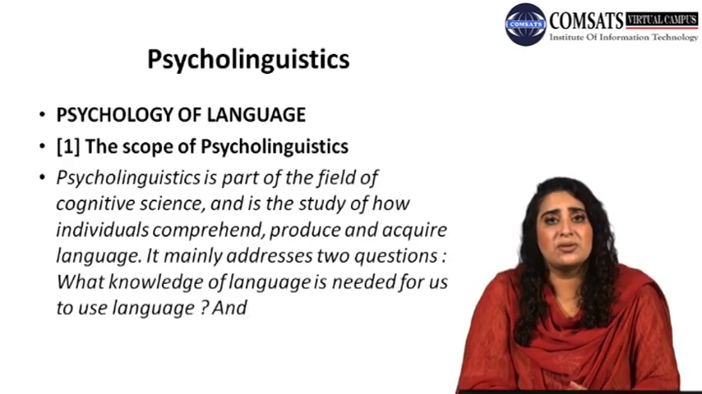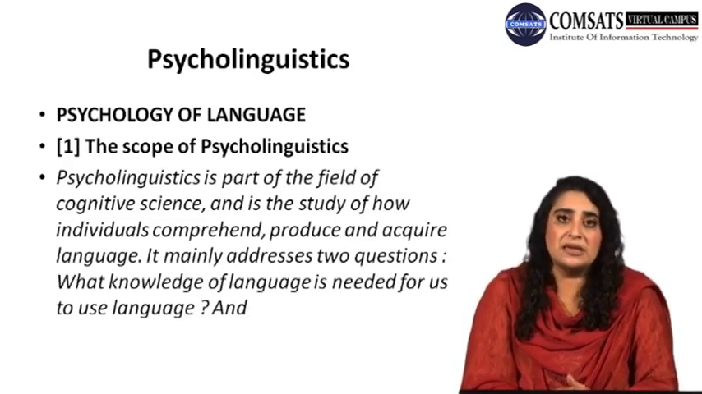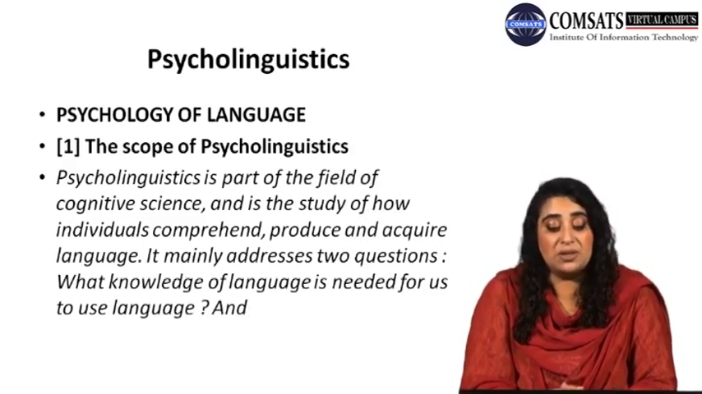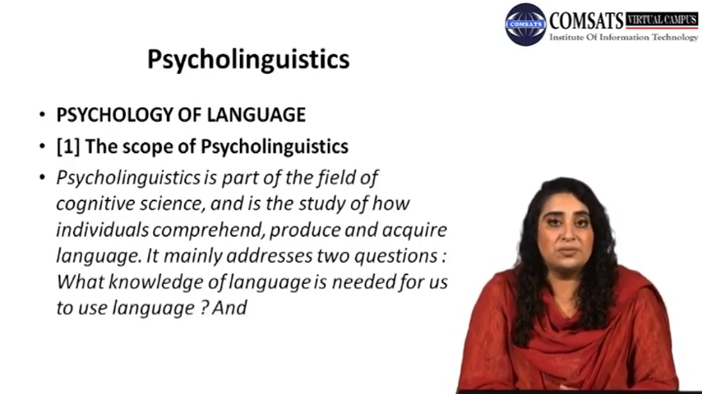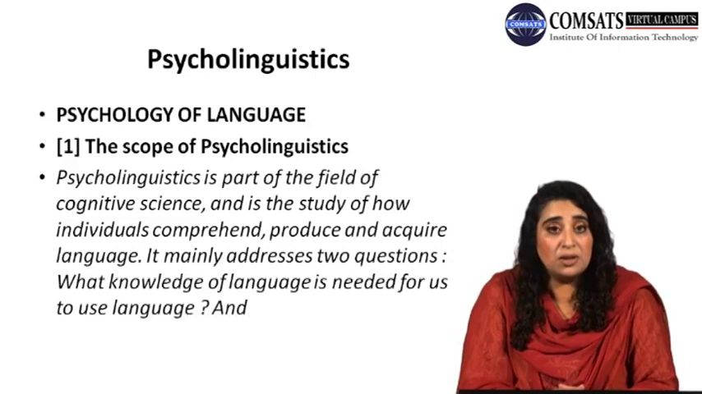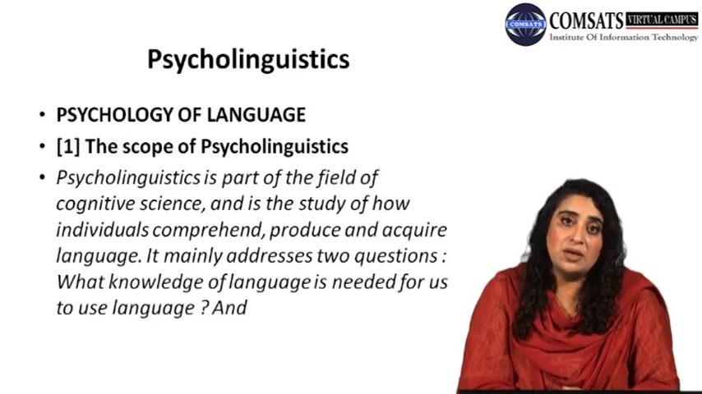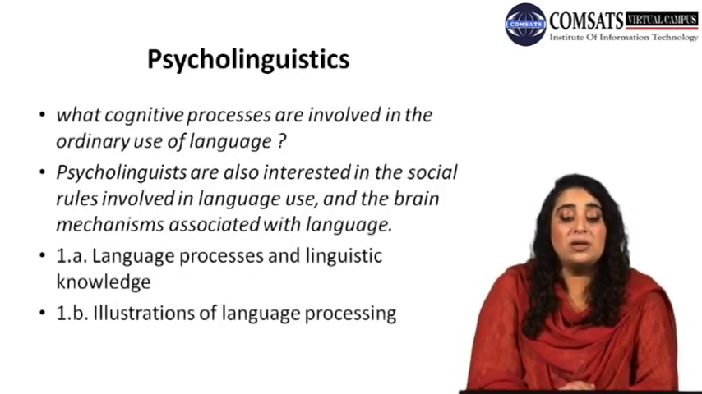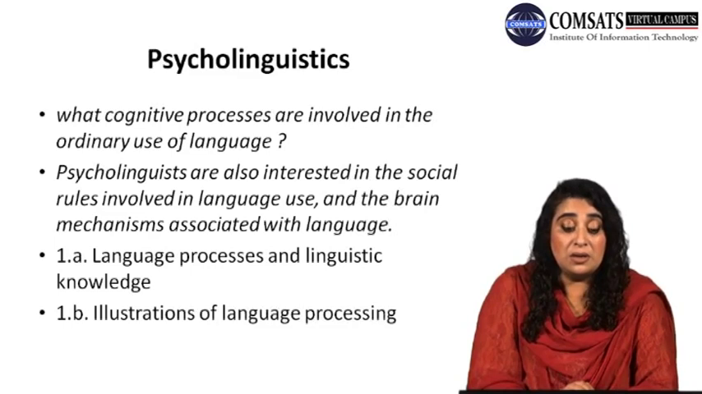It mainly addresses two questions. Now these are very important because you want to pay attention to these questions when trying to understand what psycholinguistics is. So the first question would be, what knowledge of language is needed for us to use language? Like, how much do we need to know to use a language? How we gain the knowledge is a different source, but how much do we need? Who will decide how much information do we need about a certain language before we can say that we are proficient in it? And the second question would be, what cognitive processes are involved in the ordinary use of language? So we're going to see about those also.